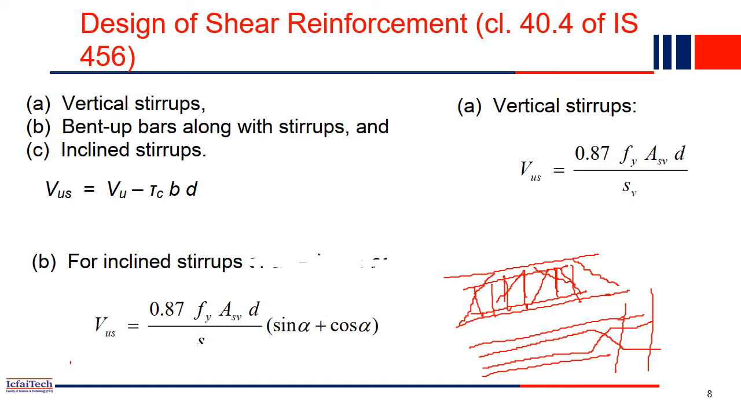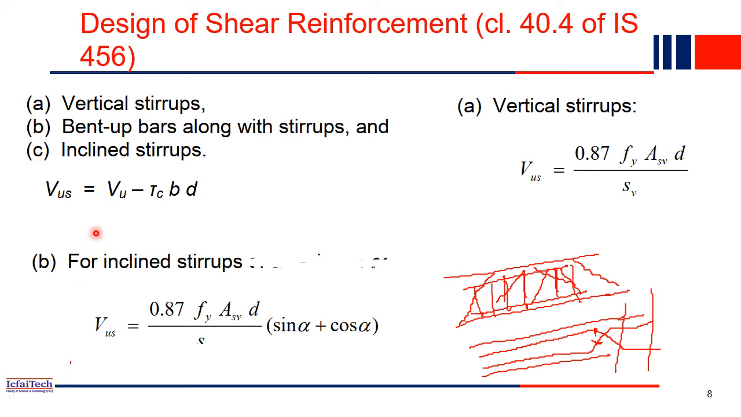So these bent up bars will take care of the shear. The shear force is maximum near the support, right? So like that, using the bent up bars also you can resist the shear. So there are three ways: you can provide vertical stirrups, or you can provide inclined stirrups, or you can use the bent up bars. So there are three ways you can design the shear reinforcement.